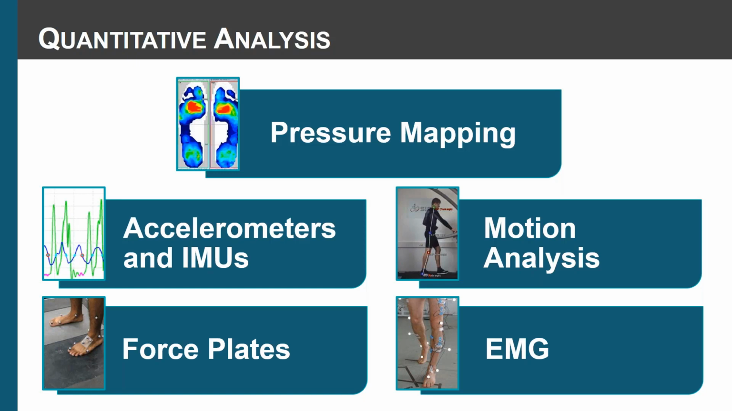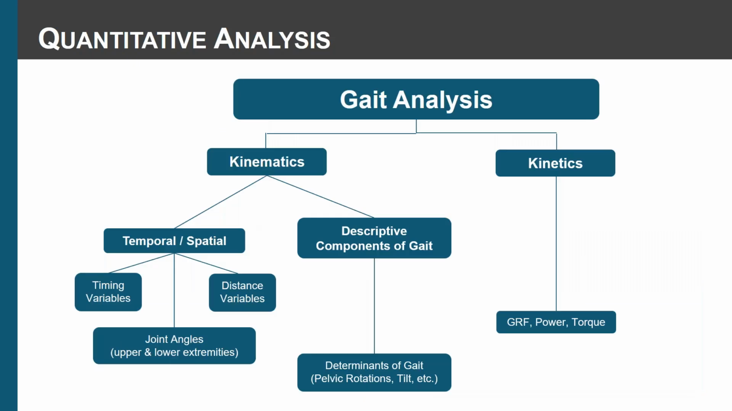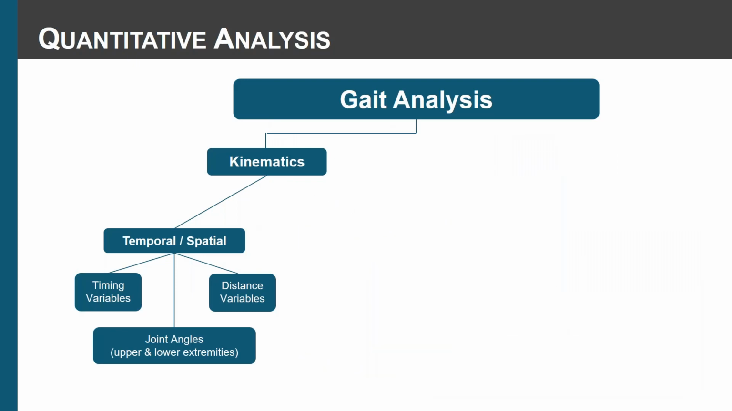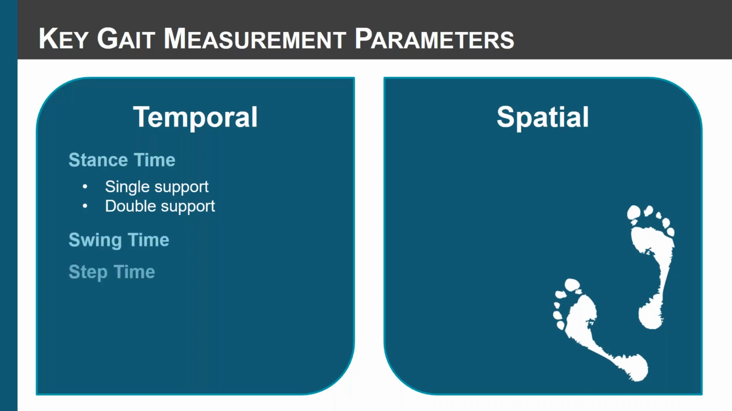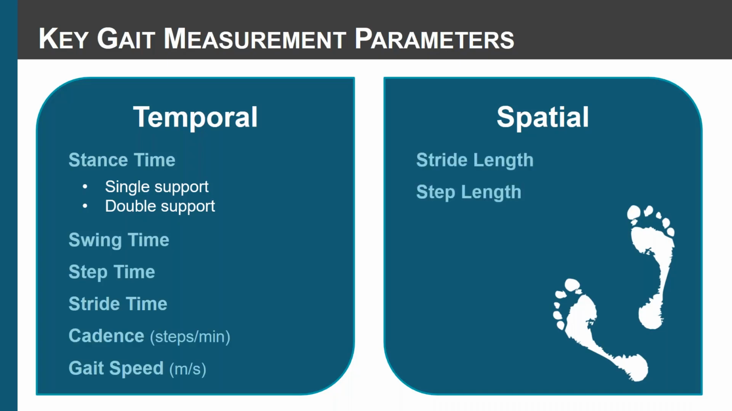So let's take a look at the temporal spatial elements of the kinematics and just take a look at some of the parameters and how they're calculated, what they mean. So we have two main headings that we can look at on the kinematic side: the temporal and the spatial. Temporal, if we look at that side first, we'd be looking more at stance time, whether it's single support, double support, swing time, step time, stride time, cadence, and gait speed. Whereas the spatial side, which would be more distances, would be looking at stride length, step width, and foot angle.